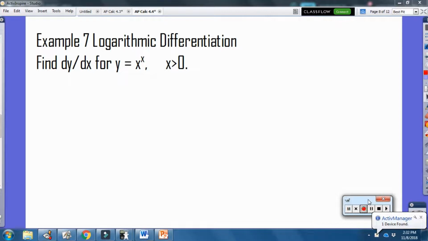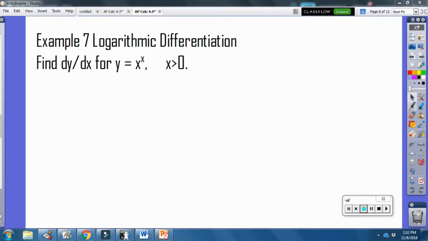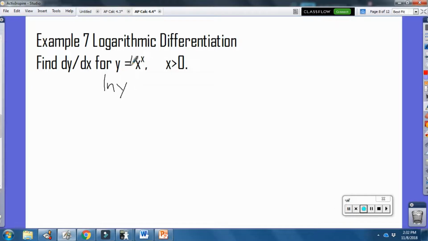Now we're going to find the derivative of x to the x power, where x is greater than 0. When it's negative, it runs into some problems. So we're just going to consider the positive domain here. The way we're going to do this is we're going to take the natural log of both sides. So I'm going to have the natural log of y, and if I take the natural log of x to the x power, I can use the properties of natural log to rewrite this.